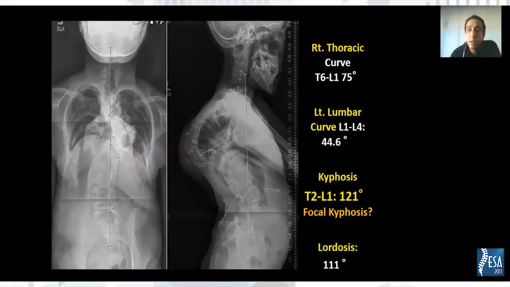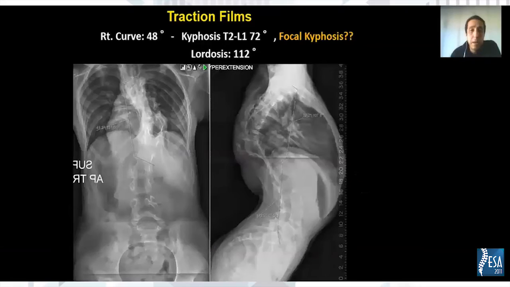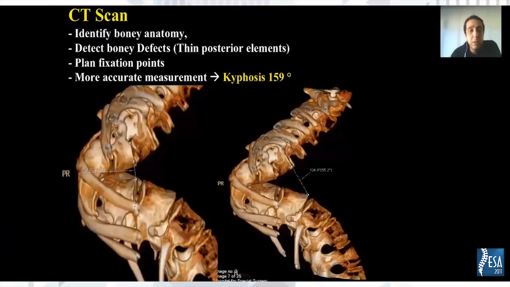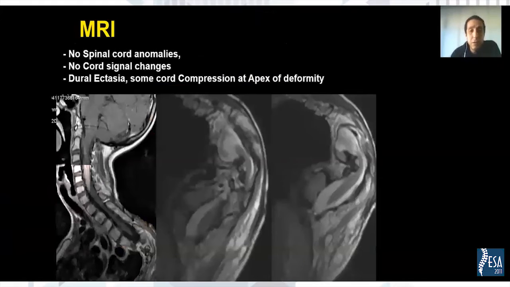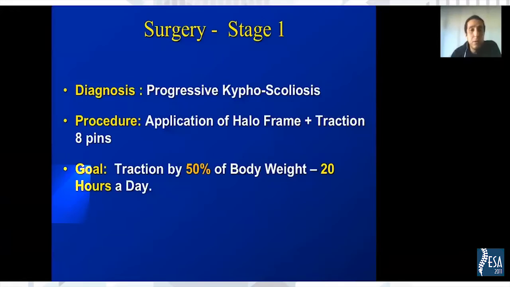Those are her images. She had a kyphosis of about 121 degrees, but that's just on X-rays with compensatory lordosis. Even on the traction films, the curve did not improve much, and again, it's very difficult to see the actual focal kyphosis. In those patients, if you get a CT scan, you'll see that her focal kyphosis was even up to 160 degrees, with multiple levels collapsed and fused together. Fortunately, she had no neurologic problems aside from dural ectasia, which is common with neurofibromatosis.